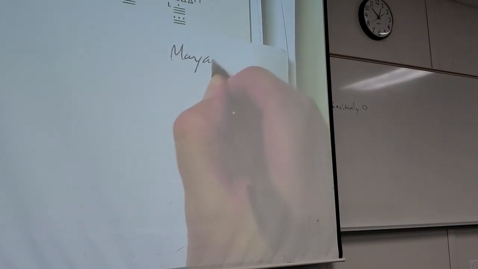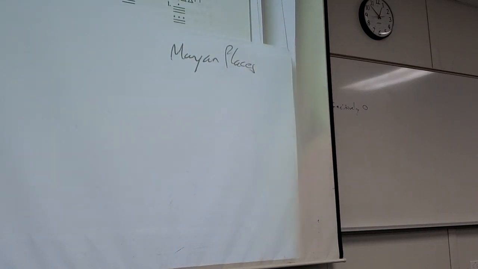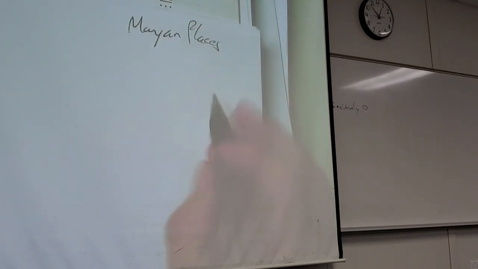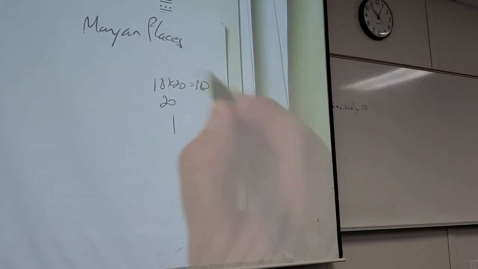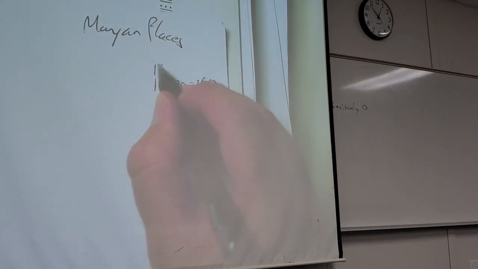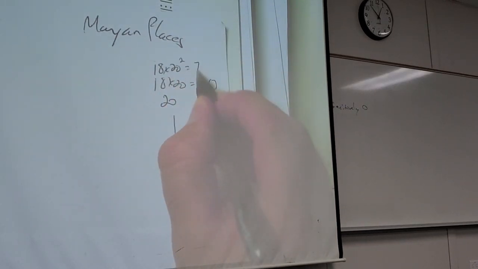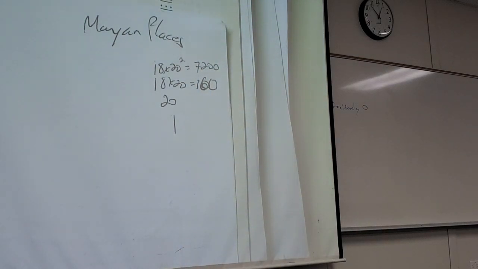So what are the Mayan places? 1, 20, then 20 times 18, which is 360, and then you just keep multiplying by 20 again: 7,200, and so on ad infinitum. 18 times 20.